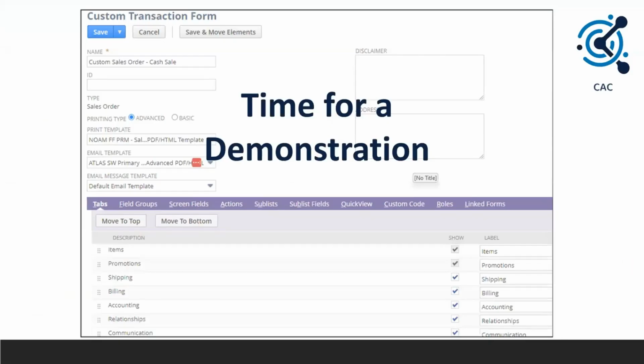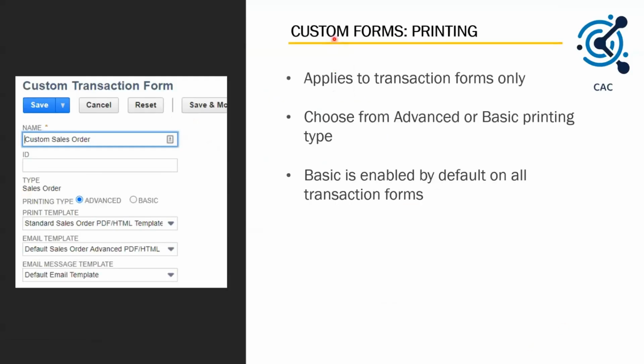All right, so we're going to move back to some slides. We'll talk about our printing options. On our transaction forms, and I don't think this really applies to entry forms in most cases, what we're really just referring to is transaction forms, is our printing option. So we can choose from advanced or basic printing. And you'll see here on the custom form settings, there's advanced or basic. And in a new system, basic is enabled by default on all transaction forms.